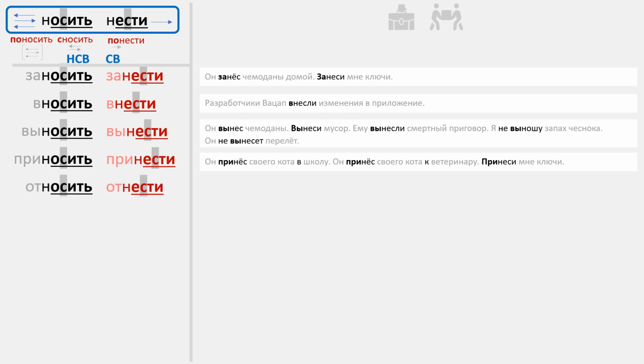Относить, отнести. To take somebody or something to a place or to a person. To carry them there. So, приносить, принести is to bring. Относить, отнести is to take somebody or something to a place or to a person. He took his cat to school. The cat is at school. Он отнес своего кота в школу. He took his cat to the vet. Он отнес своего кота к ветеринару. Take the keys to her. Carry it with you and deliver it to her. Отнеси ей ключи.